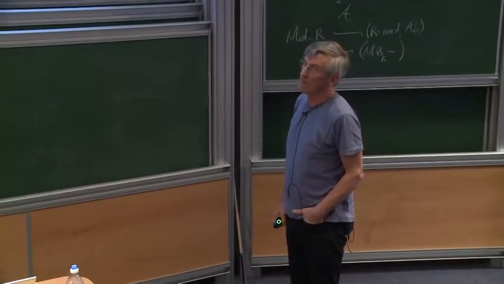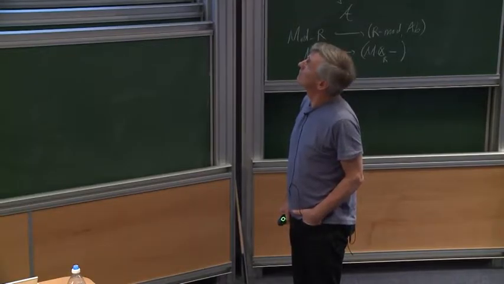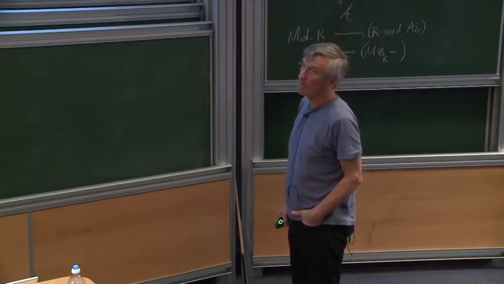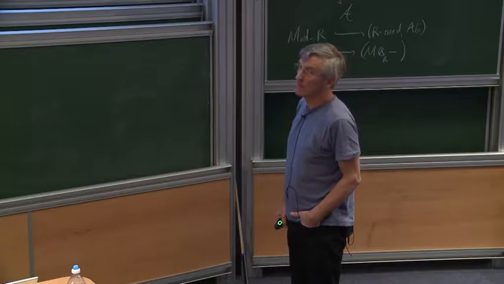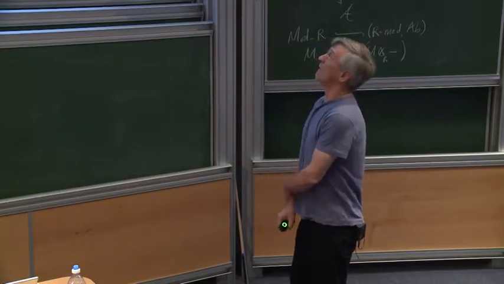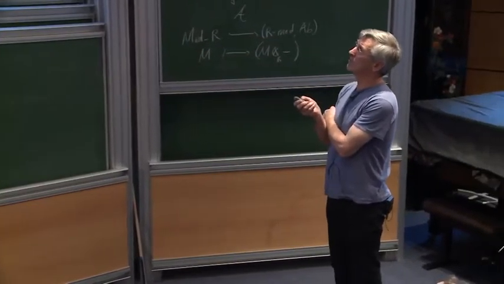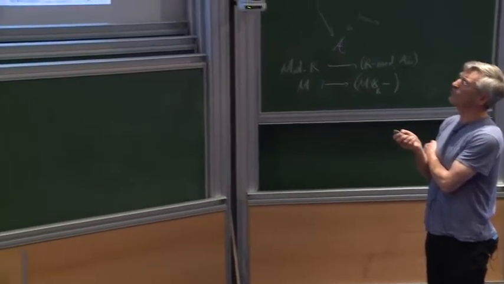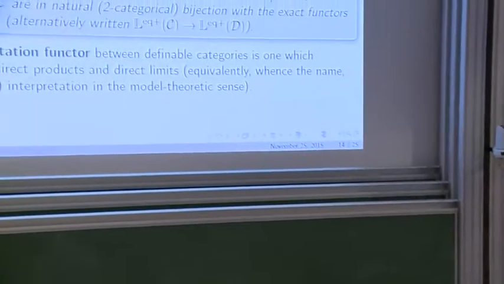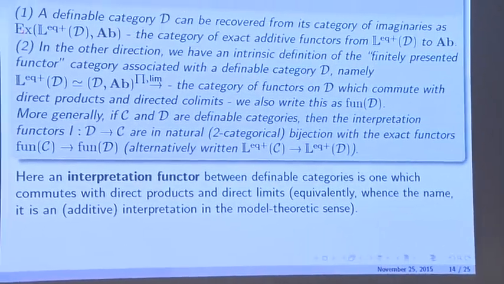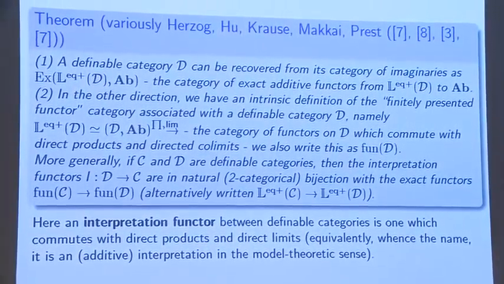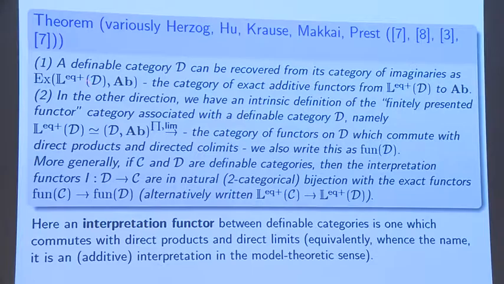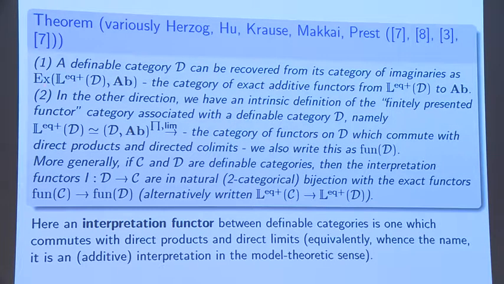You say a definable category D can be recovered. Yeah. But what about saying a general small additive category can be recovered? I don't know. Well, I think you need something to get that, but I'm not sure. Well, we know that if you have a small abelian category here, then the category of exact functors from it to Ab will be a definable category. So if you want exactly this construction, you're going to get the definable categories.